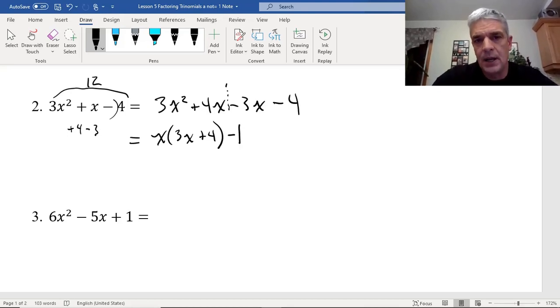I don't want this number here in the bracket. I want it to be positive so that it matches up with the 3x over here. So this is a common thing that has to happen. I have to pull out a -1.